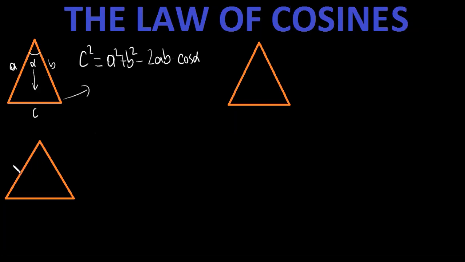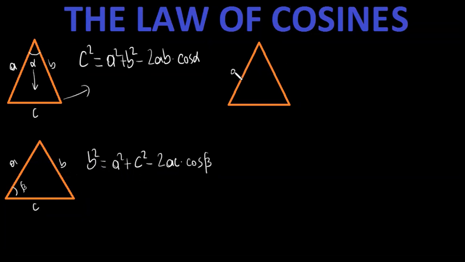So let's say that we have the same triangle ABC, but here we know the measure of this angle. Let's say this is beta. So beta is in between A and C. And what is across beta? We have B, right? So we can write B squared is equal to A squared plus C squared minus 2AC times cosine of beta for this triangle, okay?